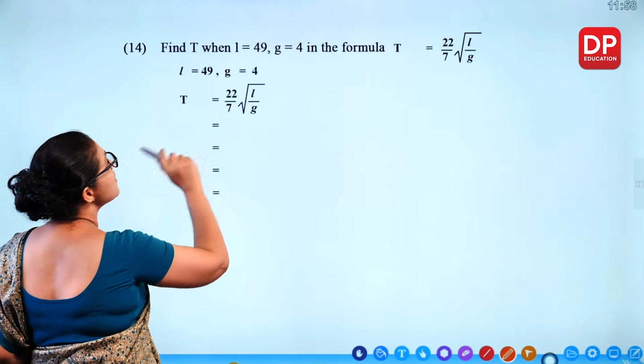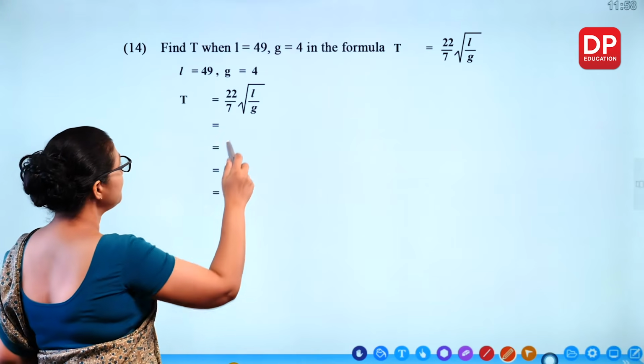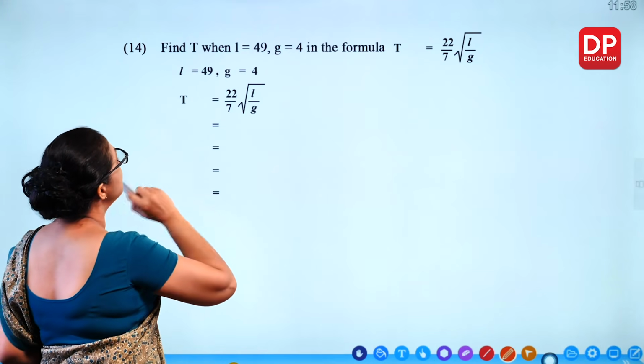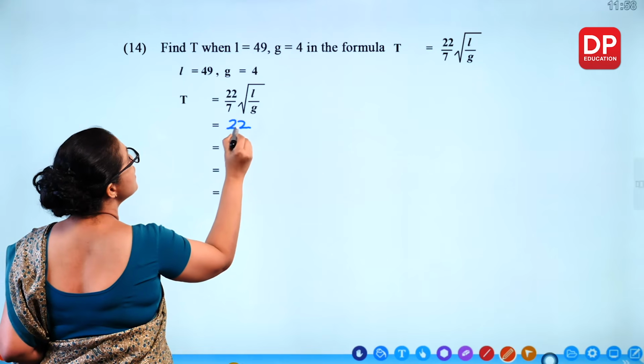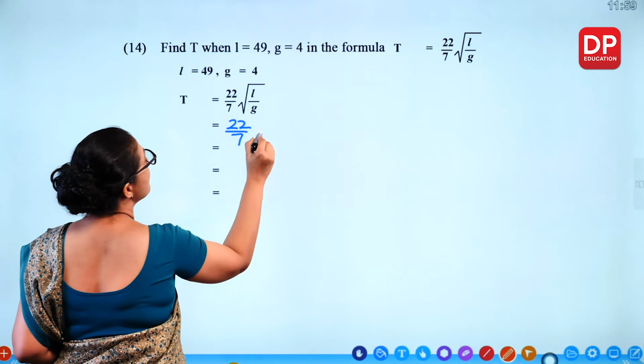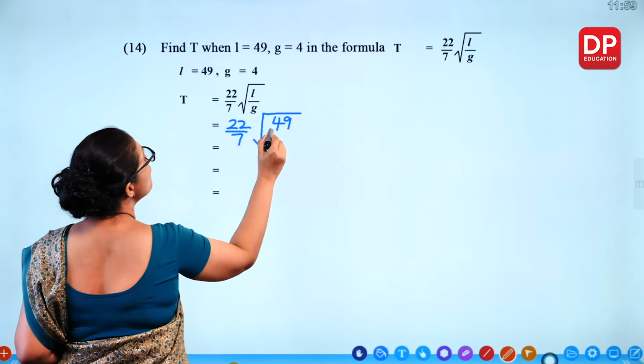So 22 over 7 is there. What's that? The pi value. L is given 49. Now we'll substitute the values. 22 over 7, L is 49, G is 4.